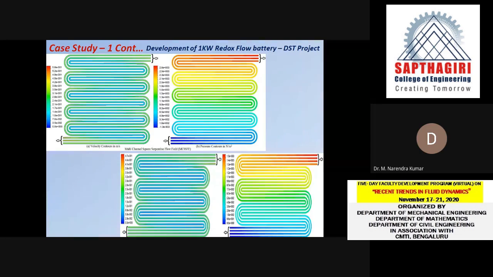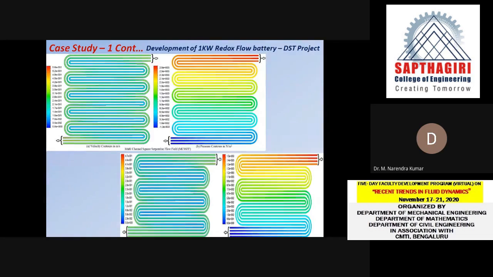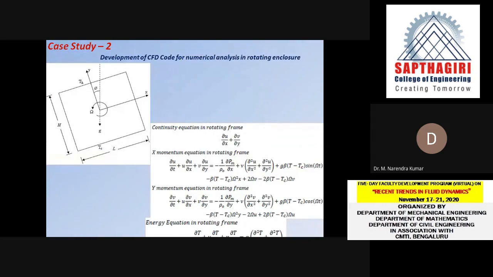The basic idea behind this hydrodynamic analysis was to look into the pressure drop, and to select the channel which gave the least pressure drop and wettability. This is one of the case studies that we took. The second case study was to develop the CFD code.